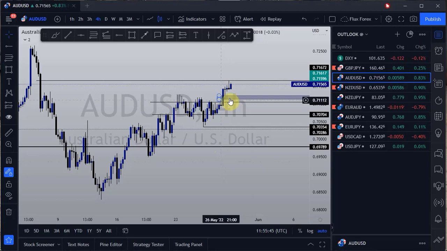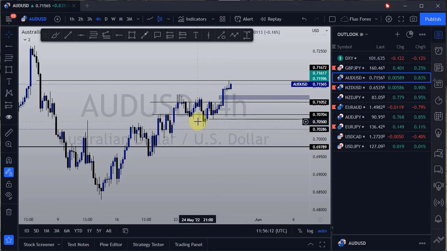So I'll be very observant. You can put an alert in this area, so you don't miss it, because this is exactly where I'm going to enter the market. And then my stop loss, I'll place my stop loss here.